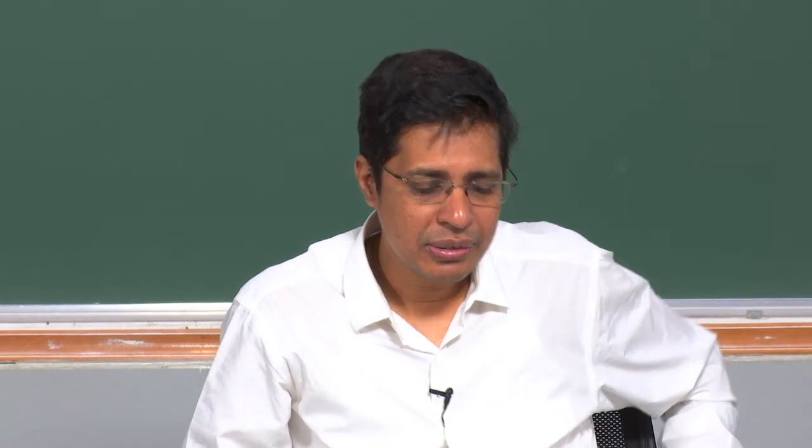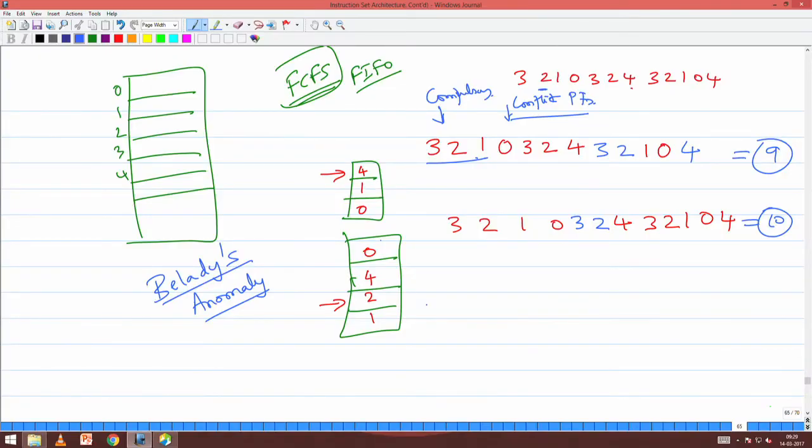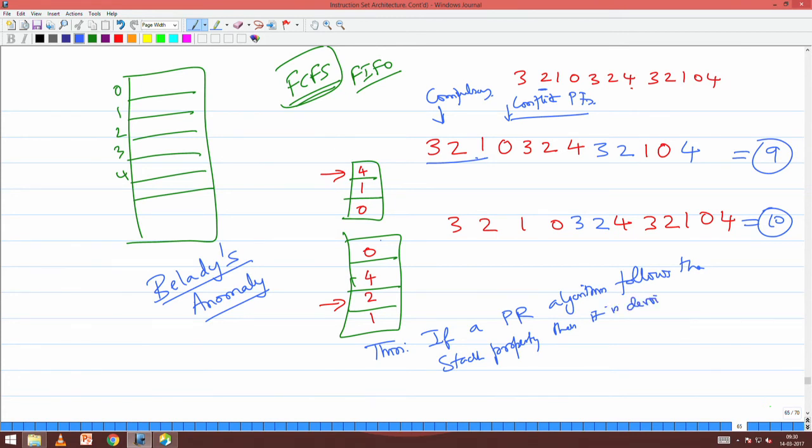Now how can I rectify Belady's anomaly? There is a theorem which is very straightforward to prove. If a page replacement algorithm, I will call it PR, follows the stack property, then it is devoid of Belady's anomaly.